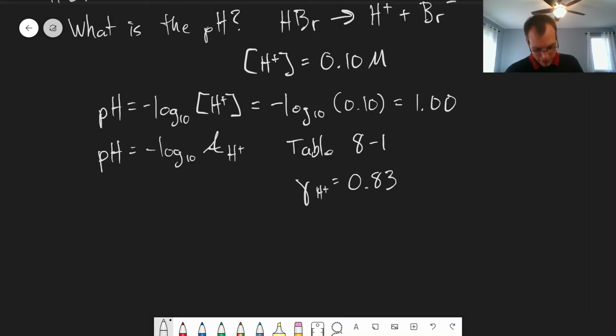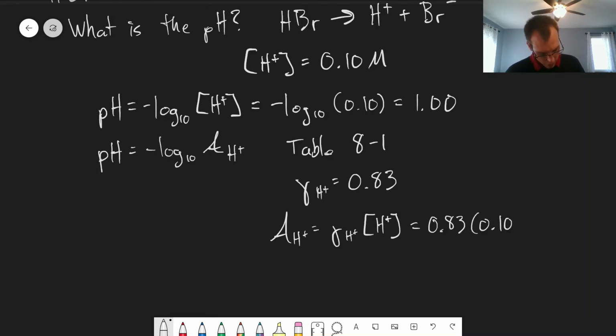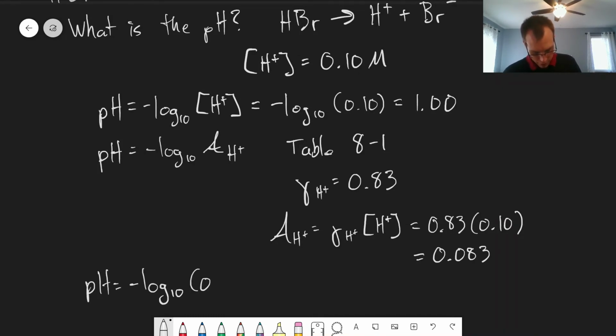So that means that the activity of H+ is equal to the activity coefficient times the concentration of H+, which gives us 0.83 times 0.10, or that the activity is 0.083. All right, we can plug that into our pH calculation here. Negative log base 10 of 0.083. And we get a pH of 1.08. So it does make a difference, but it's not a large difference.